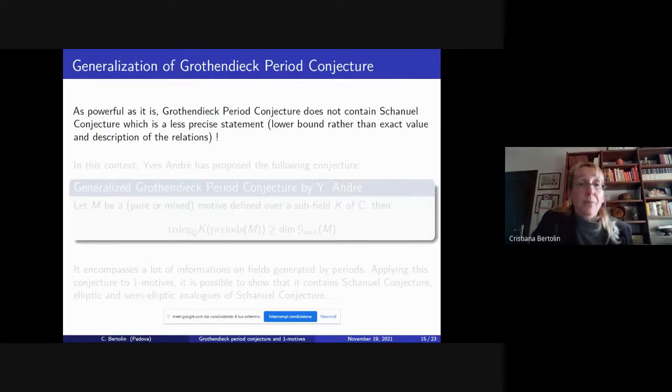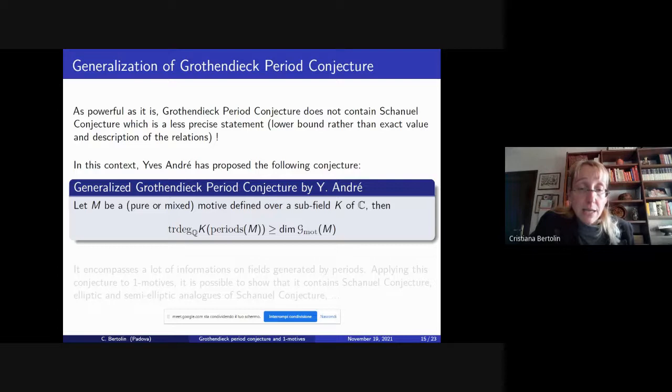So the Grothendieck conjecture, as we have seen, has an equality, but in the Schanuel conjecture, we have just a lower bound. So in fact, the Grothendieck conjecture, as we have written it, is not enough. And Yves André has generalized it in the following way. So if M is a pure or mixed motif defined over a subfield K of C, the difference you see is that we are no longer working over an algebraically closed field. So it's any subfield K of C.